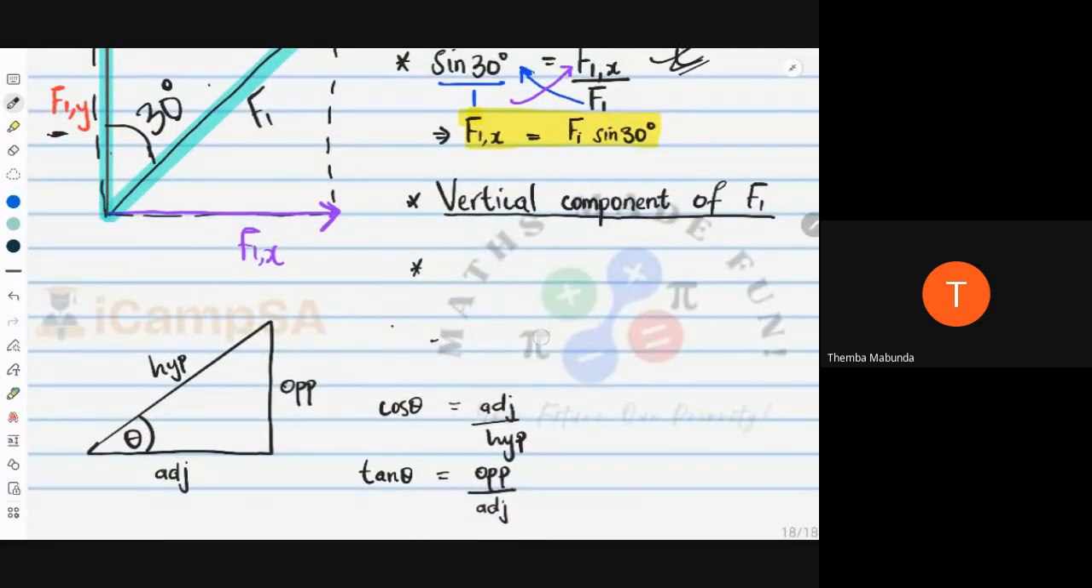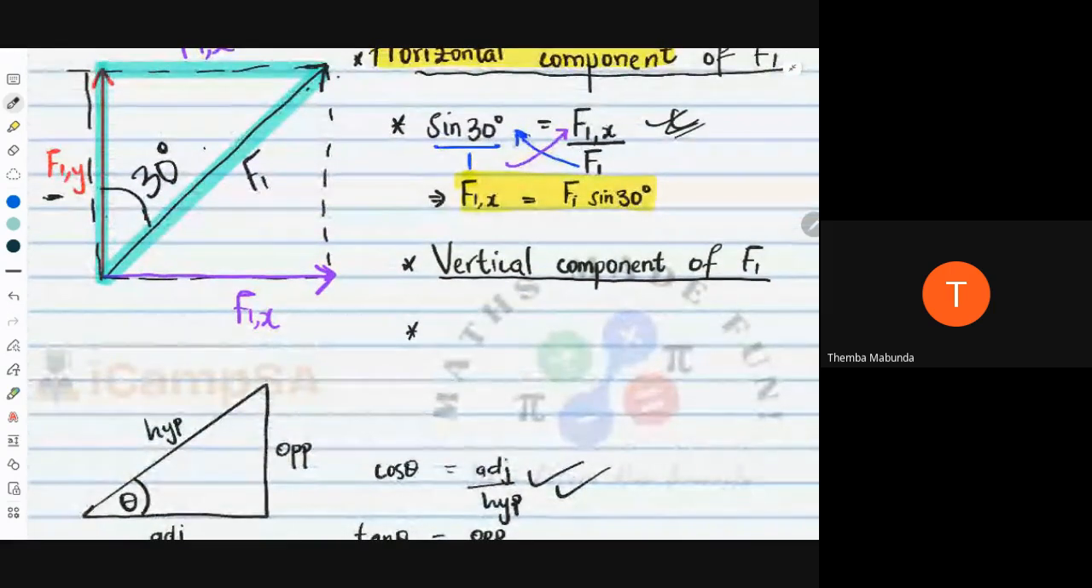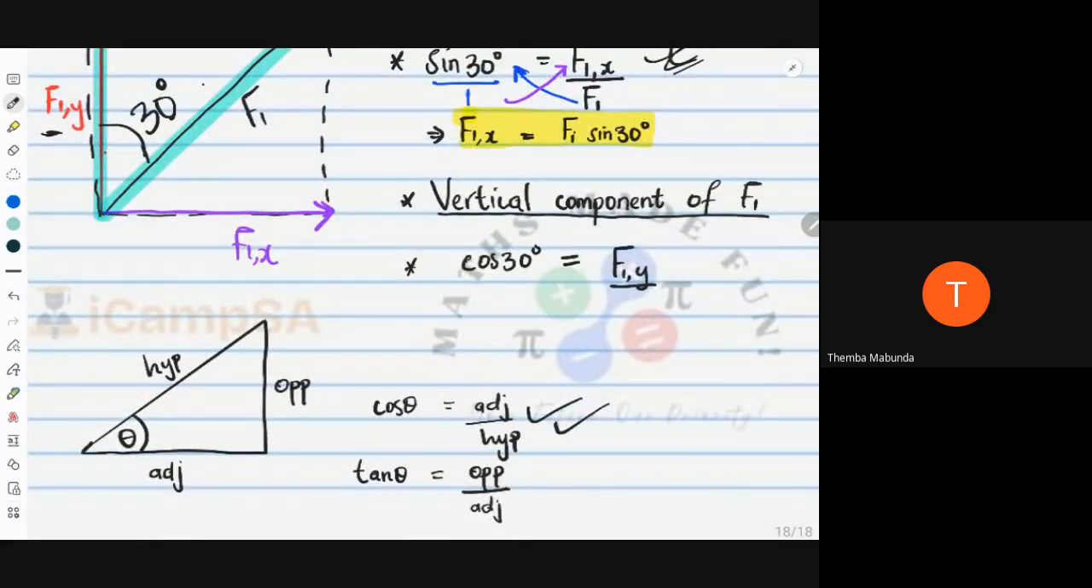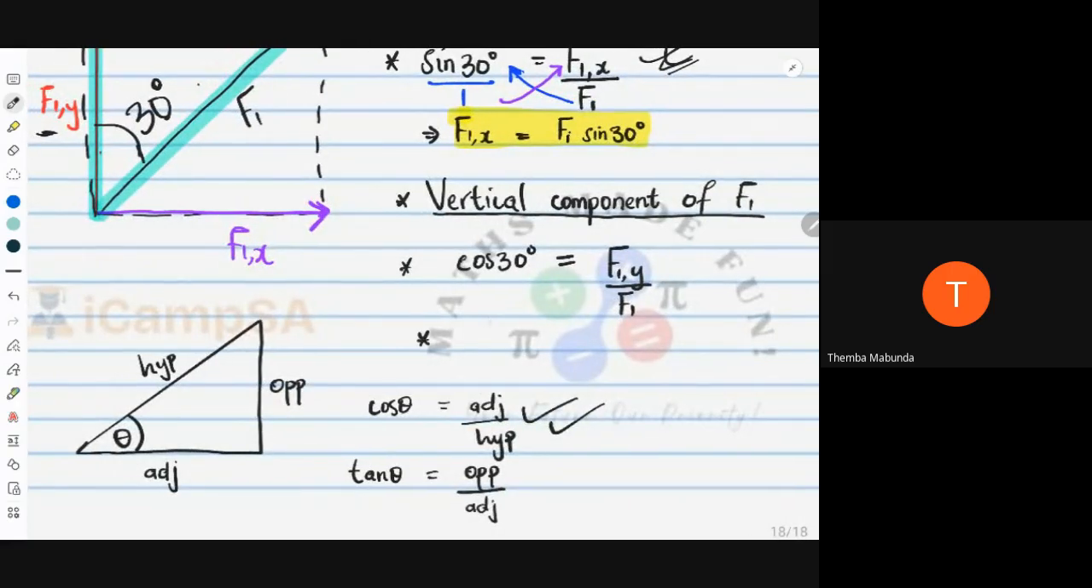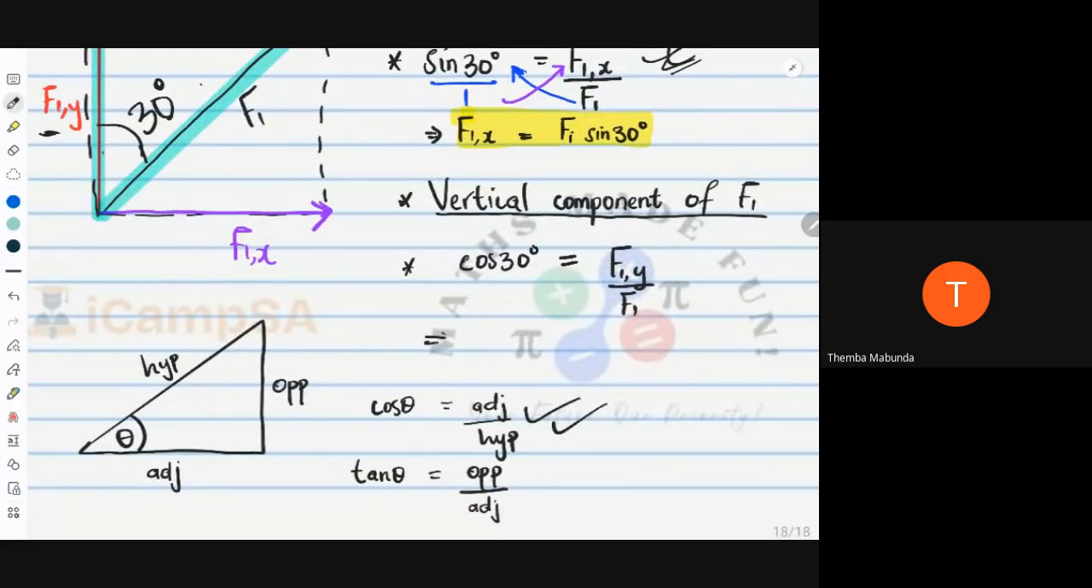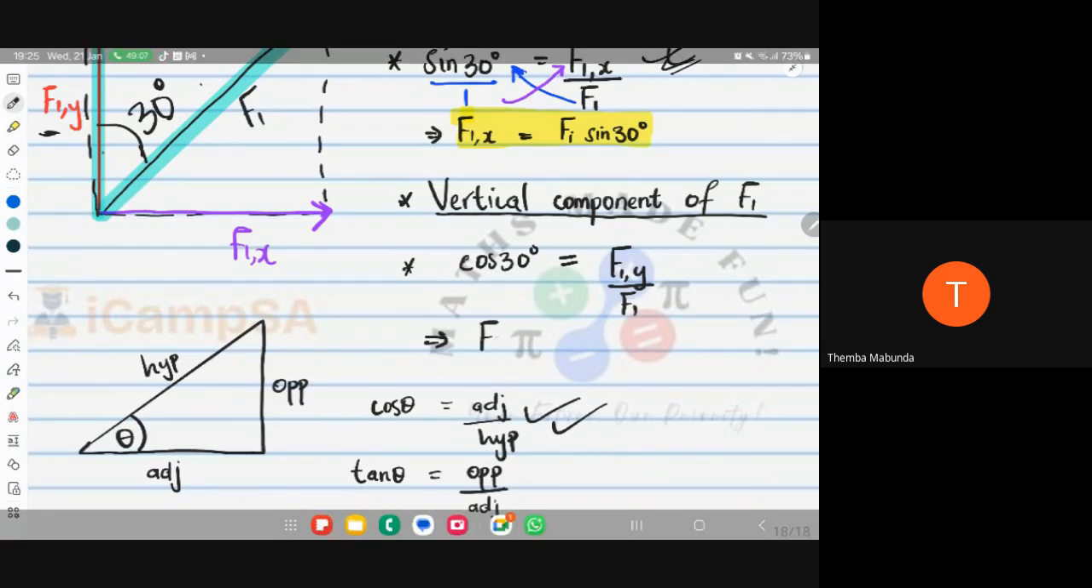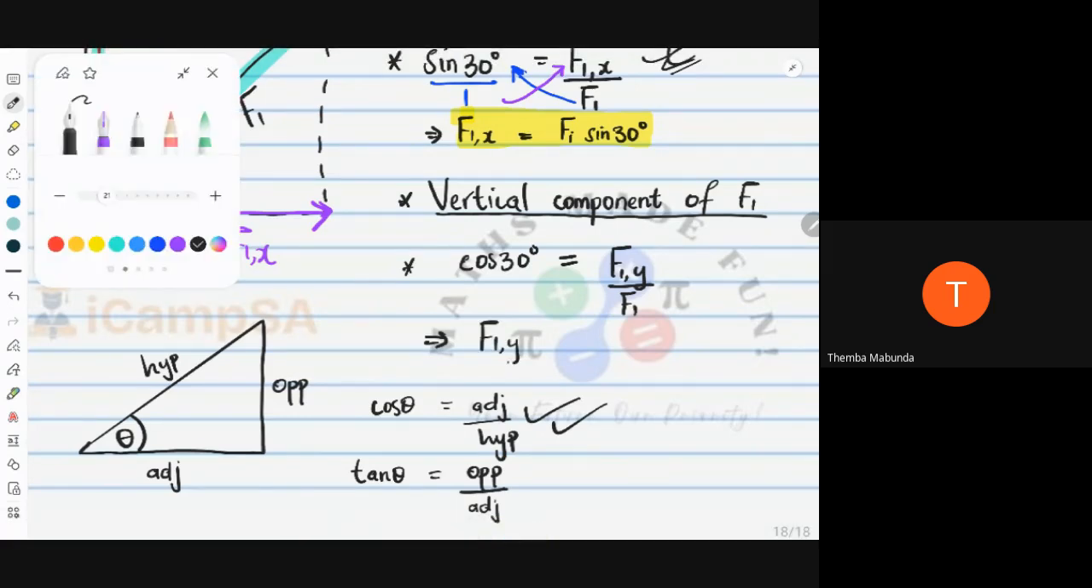I must use this one, cos theta. Theta is sitting on F1y. So I can say cos 30 is F1y, which is adjacent over hypotenuse, which is F1. Then from here, I can cross multiply. And I can then find my F1y. If you remember, we just cross multiply here.